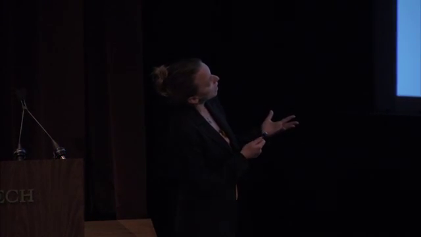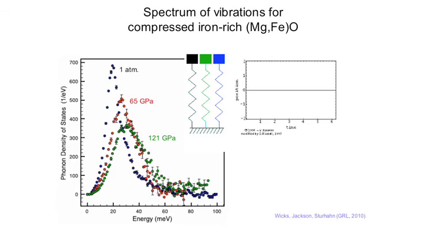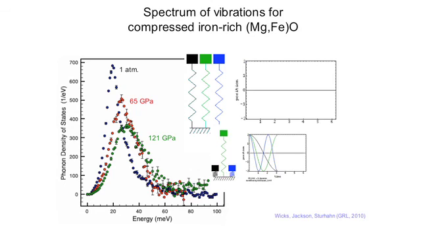So if we take this example of an iron-rich oxide, so here's our oxide again, and we look at the blue spectrum here. This was collected at room pressure as a function of energy. Let's relate that to the vibrational frequencies and what parts of the spectrum mean what.